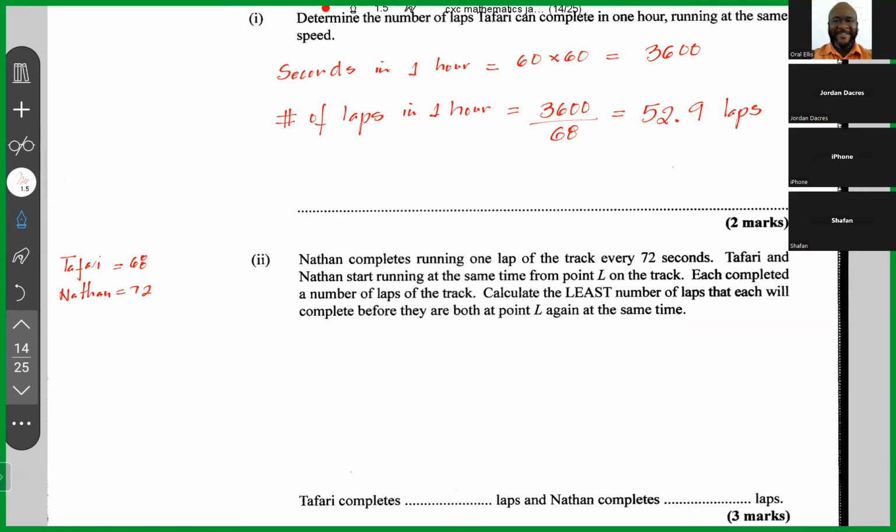And since I want the least number of laps, I want the first time that they are again together, and that is the LCM of 68 and 72. Not so sure if that was the clearest of examples. So let's find the LCM of 68 and 72.